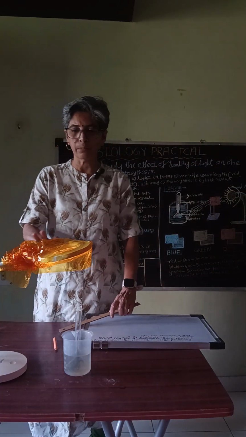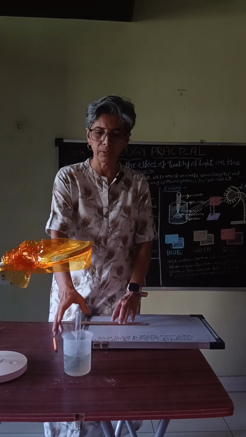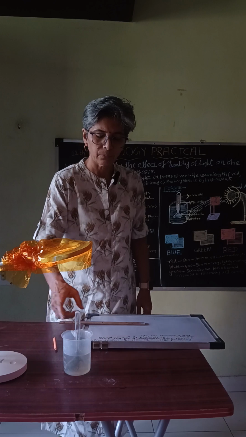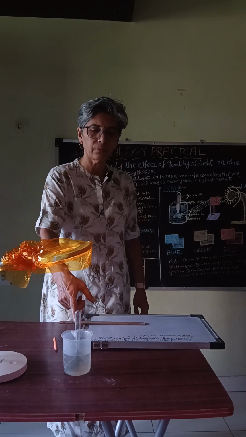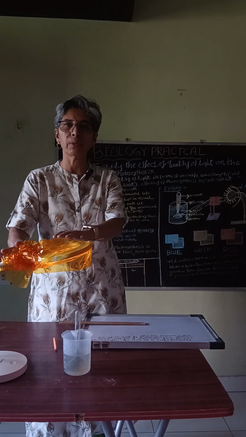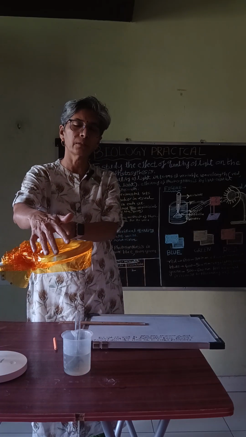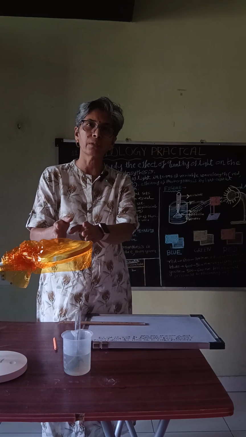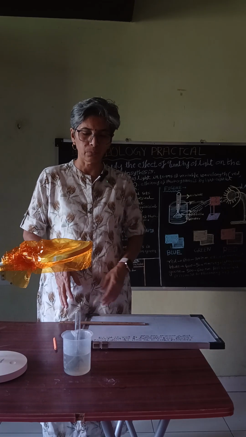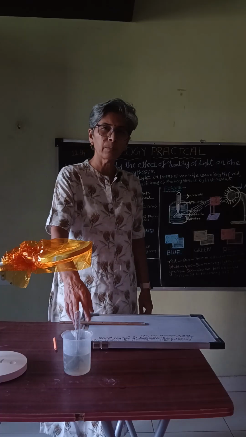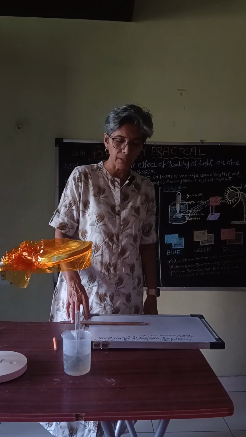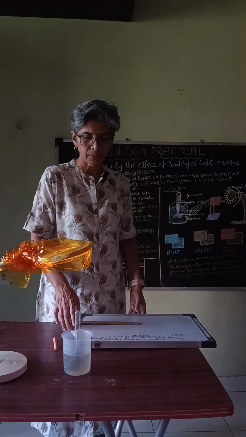I made a setup for this practical. See here, one beaker. I have placed one funnel, one test tube and a hydrilla plant here. This is a table lamp and this is cellophane paper. We have to change the cellophane papers, red and blue, after this. So count the bubbles in 1 hour and we can get the reading in this setup.